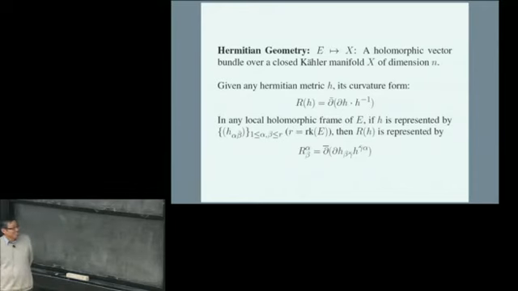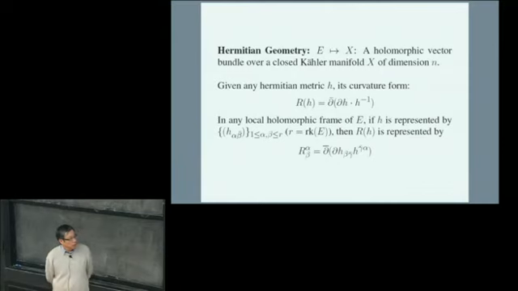As I said, I will start with a few quite general things. E is a holomorphic vector bundle, and given any Hermitian metric, we can compute the curvature of this metric. It is given by this formula. In a local holomorphic frame, the metric is represented by Hermitian positive definite matrices, and then we can write this in a more explicit form.